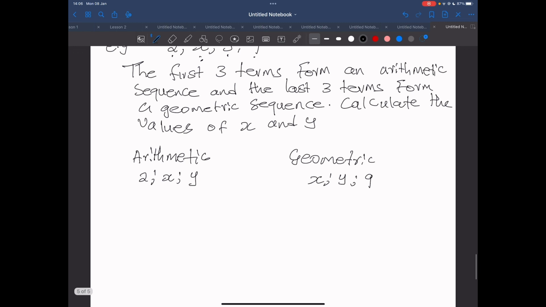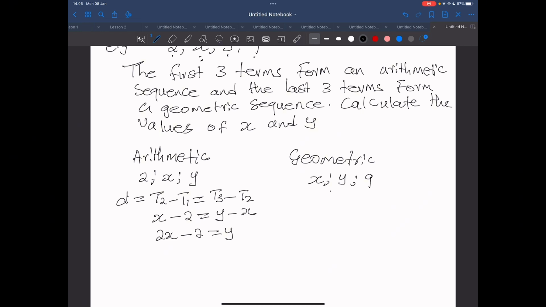Right, so if it's arithmetic, it means that we have the common difference, which is term 2 minus term 1, which is the same as term 3 minus term 2. In other words, x minus 2 equals y minus x. So if we take the x that side, it will be plus, so it will be x plus x, which is 2x, minus 2, which is y. So we can have this as an equation.